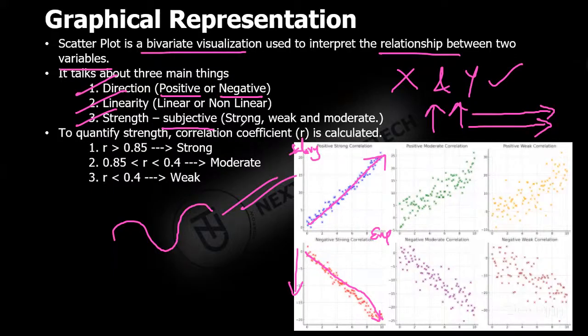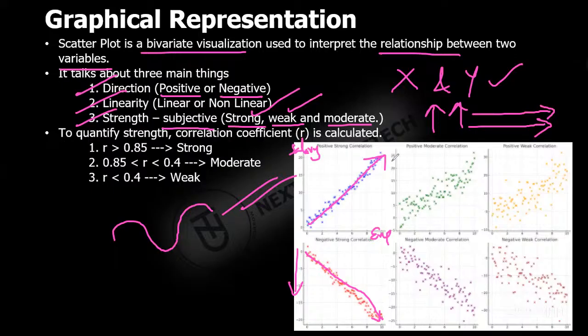Strength is of three types: strong, weak, and moderate. If the scatter is tightly packed, if it is very close to each other, then we say strength is strong. If the scatter is loosely packed, if it is separated at a far distance, we say strength between the variables is weak.